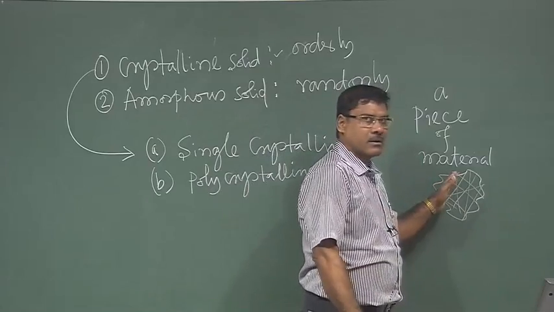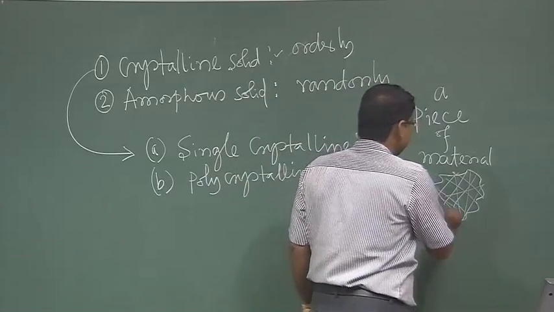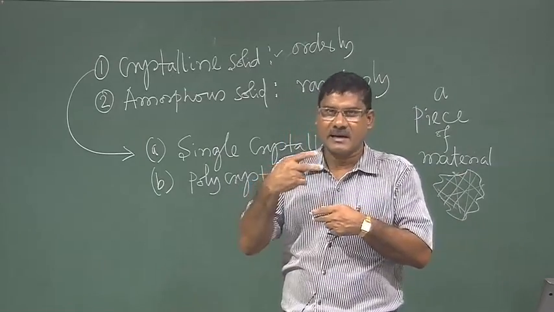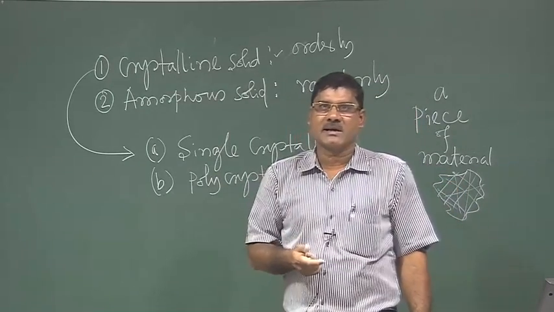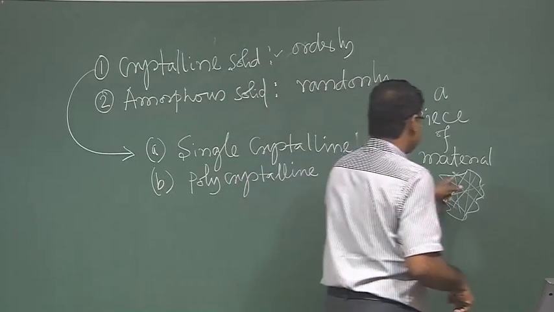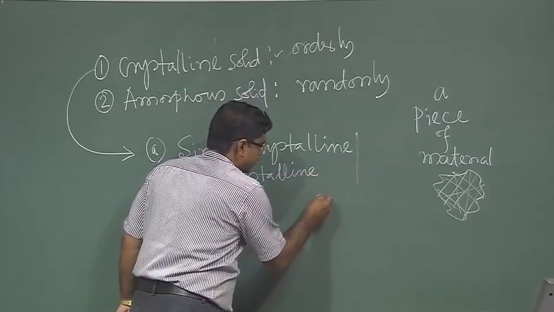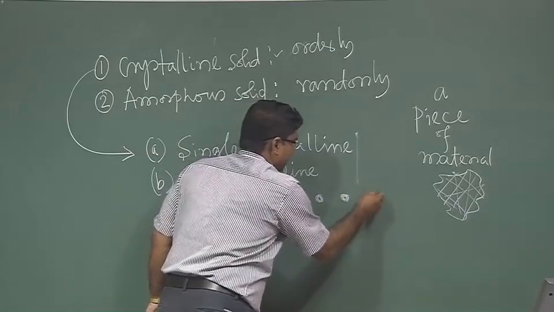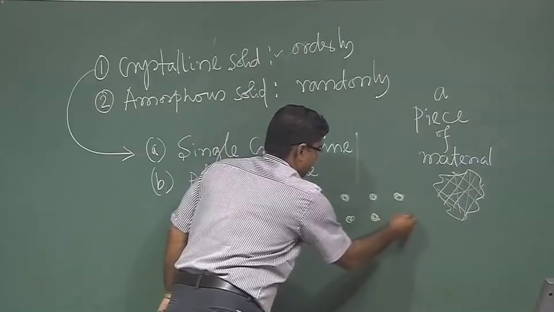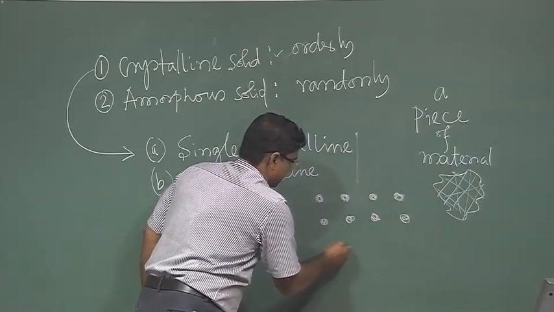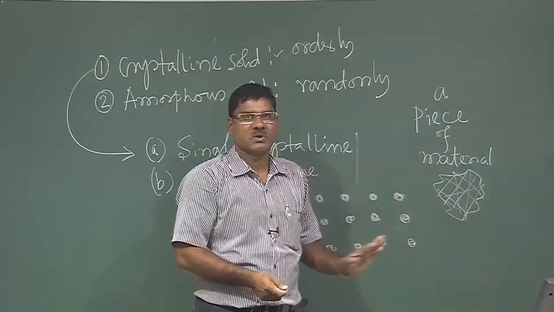But during the arrangement of the atoms in the solid, if sometimes interruptions are there, if the arrangement is interrupted, then it will not be single crystalline, it is called polycrystalline. So, basically if atoms are arranged like this throughout the material, it is single crystalline.